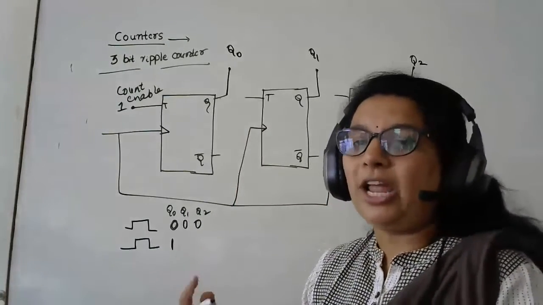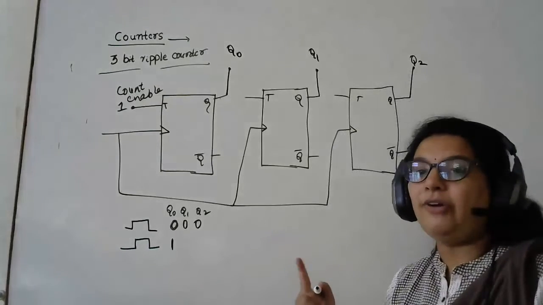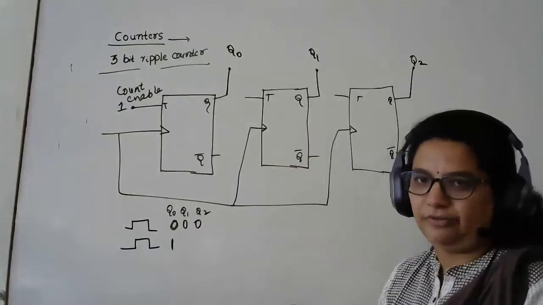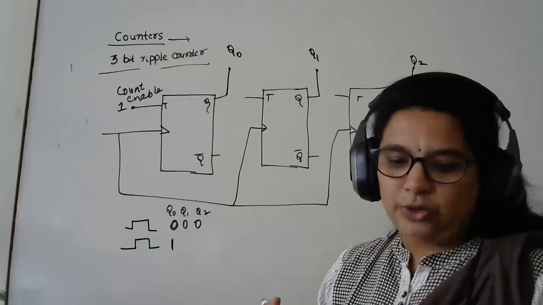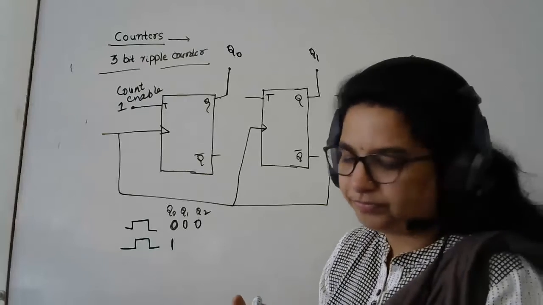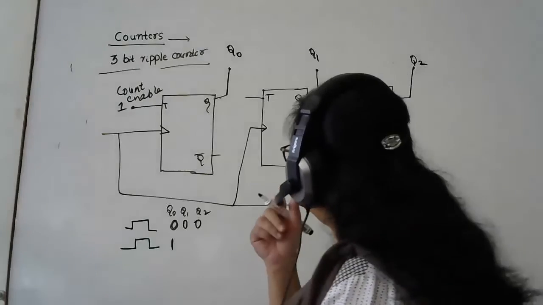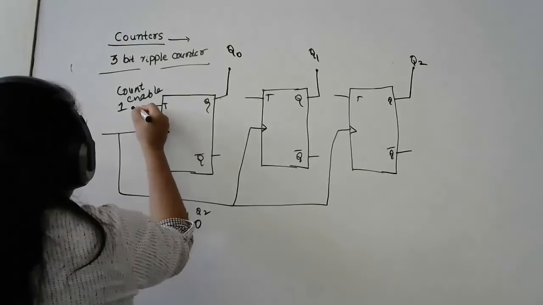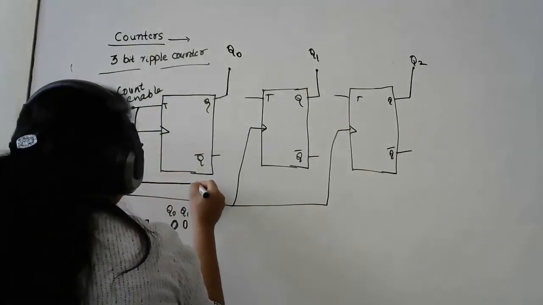Now what will I be doing for the second flip-flop? How will I give the input to the T of the second flip-flop? Now let me give an enable to all the flip-flops.